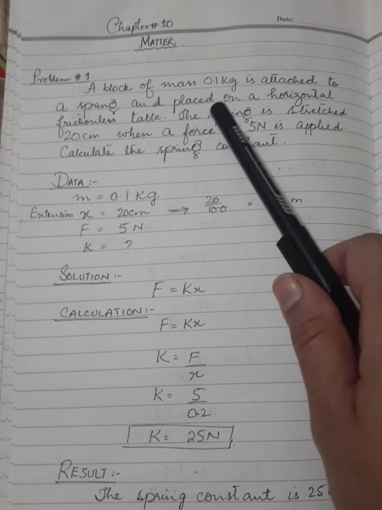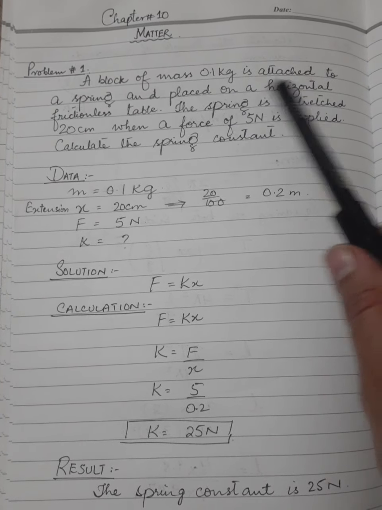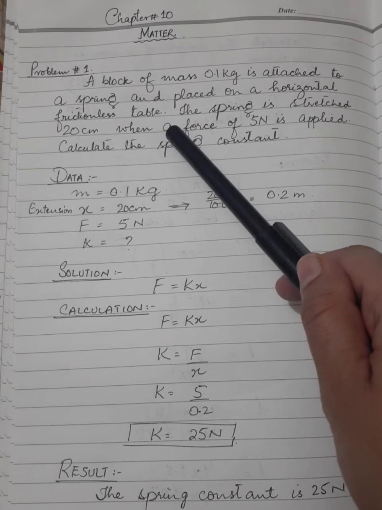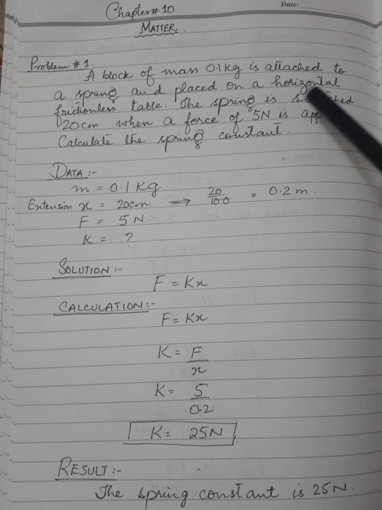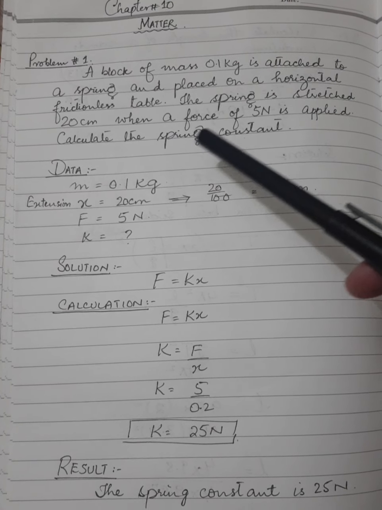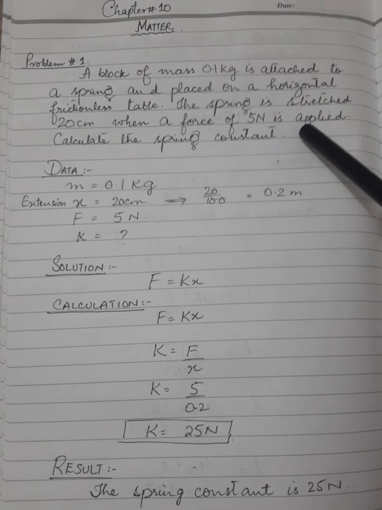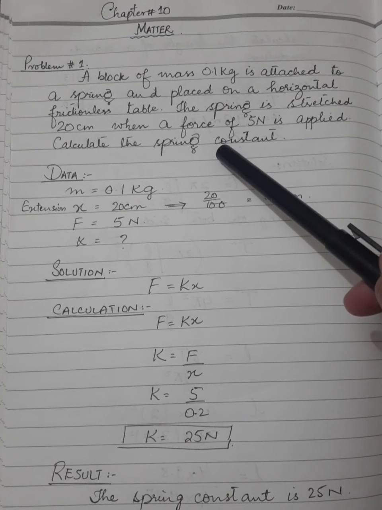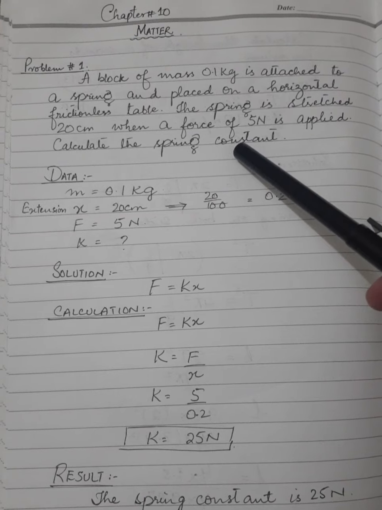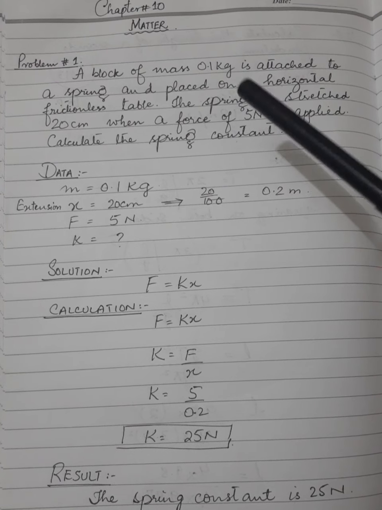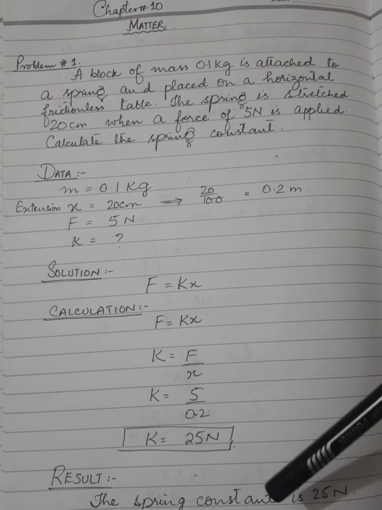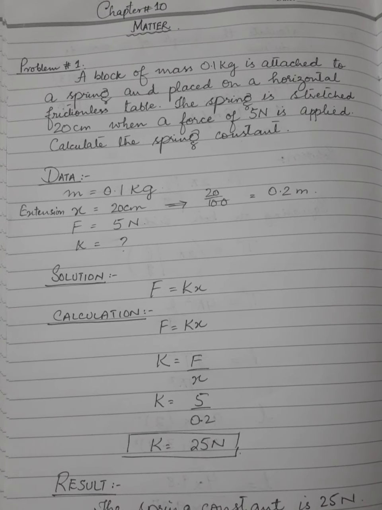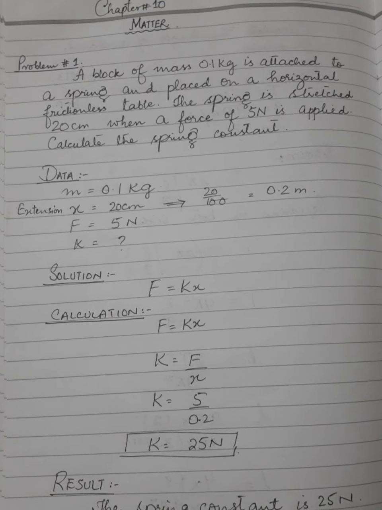A block of mass 0.1 kg is attached to a spring and placed on a horizontal frictionless table. The spring is stretched 20 centimeters when a force of 5 Newton is applied. Calculate the spring constant. So here we are going to find out the spring constant when a block of mass 0.1 kg is attached to a spring on a horizontal surface, and then the spring is stretched 20 centimeters with the force of 5 Newton.